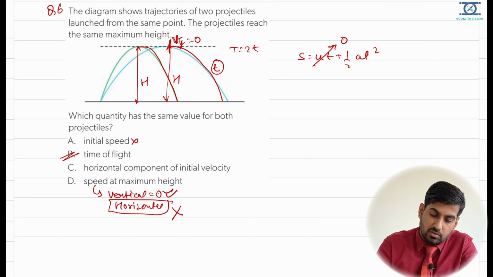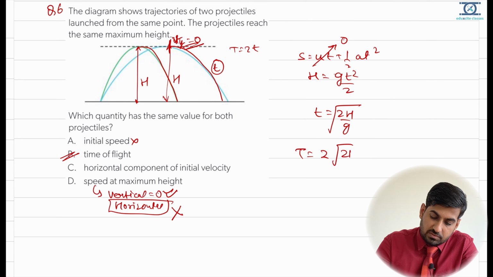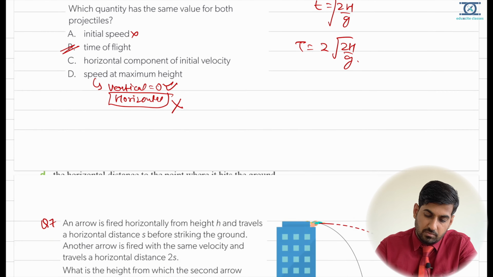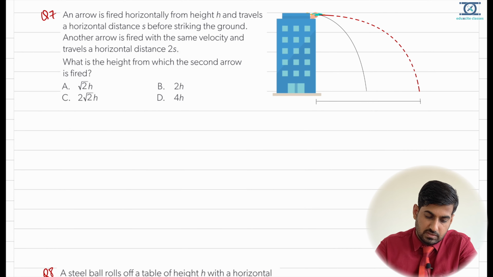So this is 0 because at this maximum height it is 0. So h is equal to gt square by 2. So t will be root of 2h by g, right? So the total time will be 2 times root of 2h by g. Now if you look here, if the same h is there, because the maximum height is same, g is same, these are all constants, so time of flight will be same for both of them. Okay, so these are some tricky questions, make sure you know this.